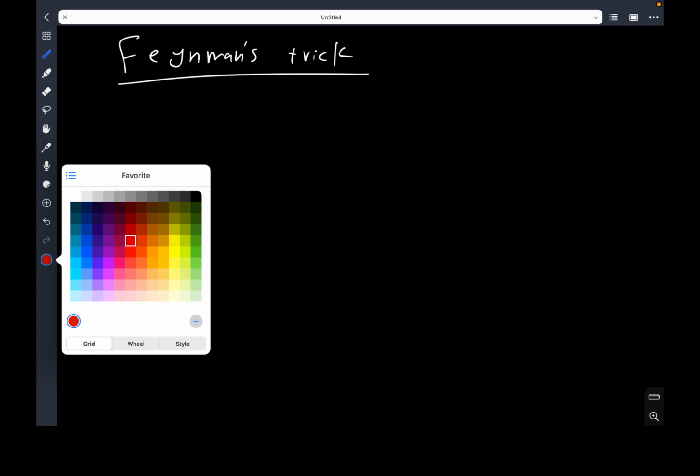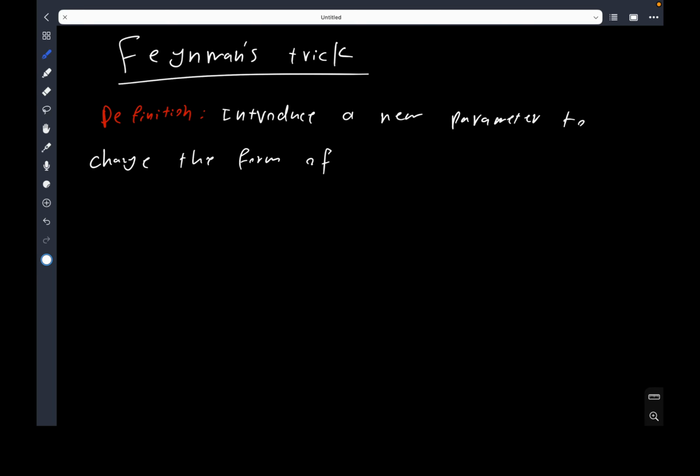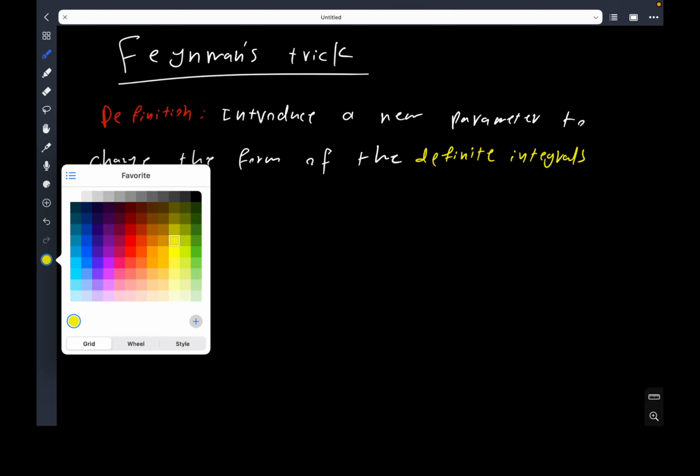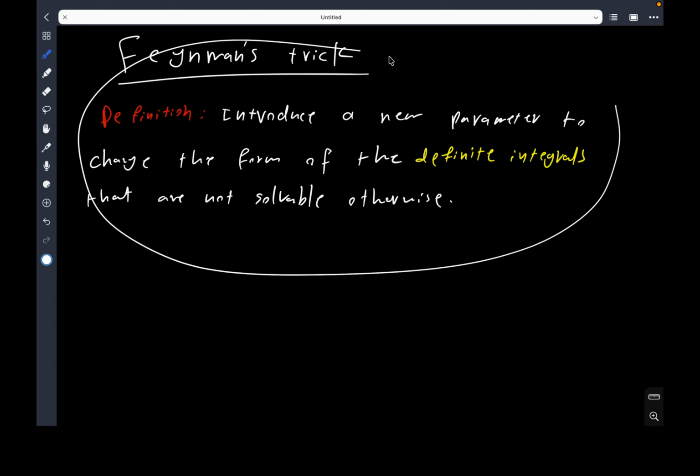So what is Feynman's trick? The definition is that we introduce a new parameter to change the form of the, this is important, definite integrals that are not solvable otherwise, or very hard to solve. So it's about tampering and changing a form of an integral.